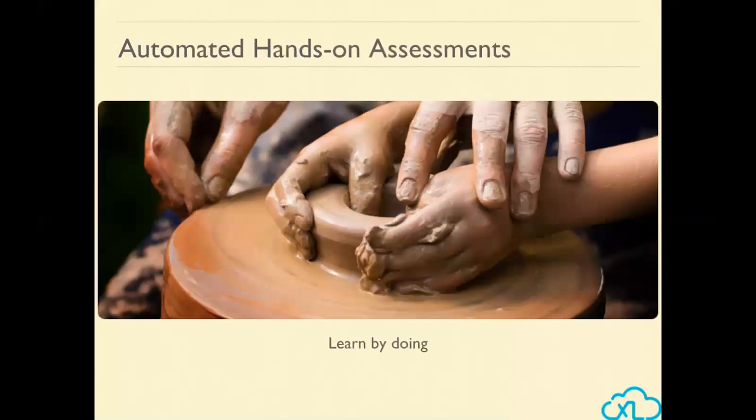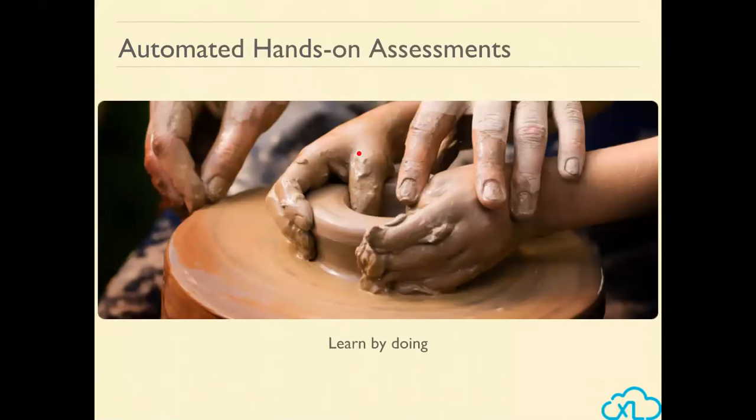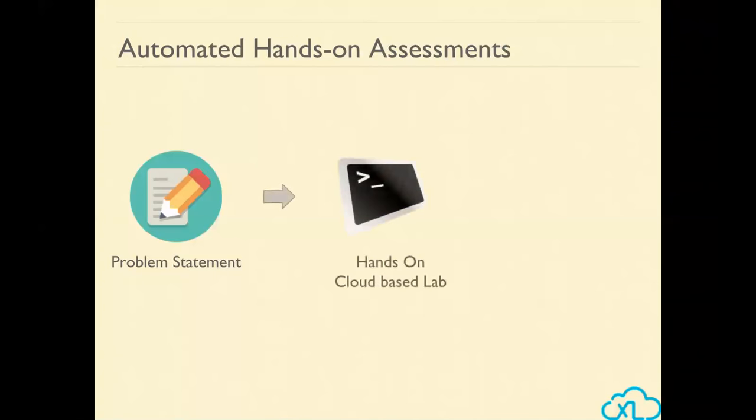The hands-on that we talk about are basically automated hands-on assessments. The objective is to learn by doing. The automated hands-on assessment has two parts essentially. One part is the problem statement, and the other part is the lab. You perform in the lab based on the problem statement, and then it automatically checks whether you have performed it or not.